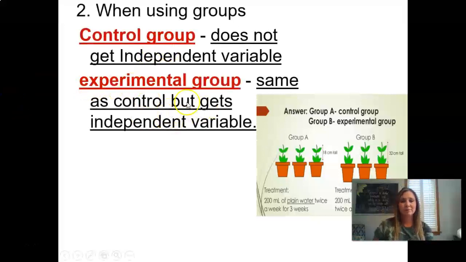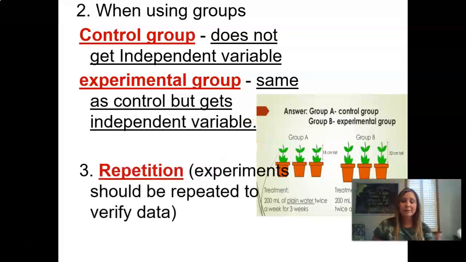The control group does not get the independent variable, whereas the experimental group gets the independent variable, meaning that group A is our control group, group B is our experimental group. And see, they gave you the information here. 200 milliliters of plain water twice a week for 3 weeks, 200 milliliters of fertilized solution twice a week for 3 weeks. So both did twice, but they gave these plants fertilizer, and as you can see, their measurement is 32 centimeters and group A is just 18. So our control group, we know if we give plants water, they're going to grow. But if we give them fertilizer, this hypothesis says that maybe they'll grow more.